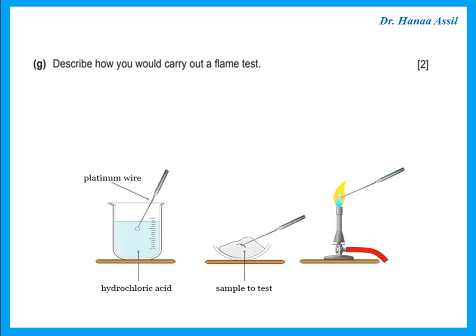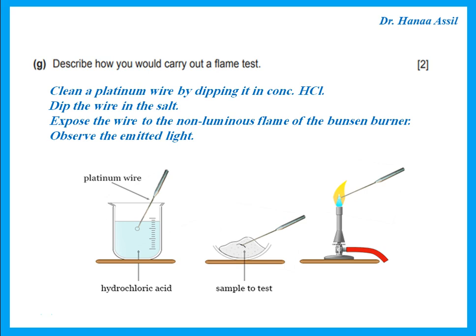Describe how you would carry out a flame test. How do we do a flame test? You should remember that the first thing we do is clean a platinum wire by dipping it in concentrated hydrochloric acid. Then we dip the wire into the salt, and then we expose the wire to the non-luminous flame of the Bunsen burner. So that's the part that does not have a color. Non-luminous flame of the Bunsen burner, and observe the emitted light. So this is how we do a flame test.